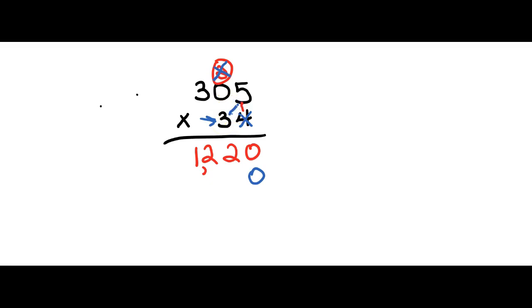3 times 5, I'm going to multiply by the ones place, gives me 15. Put down the 5, carry the 1, and this is why it's really important to cross off the first number that we carried because we're done using that one. 3 times 0 is 0, plus 1 is 1. And then 3 times 3 is 9. So my second piece was 9,150.